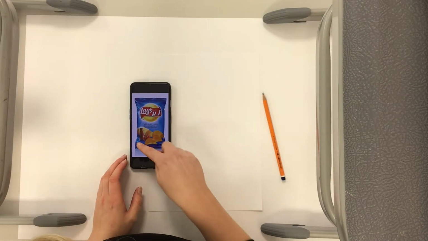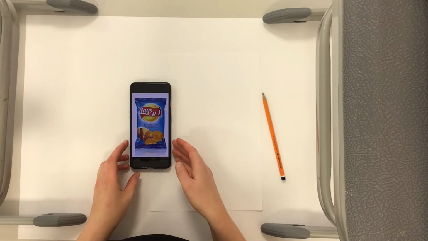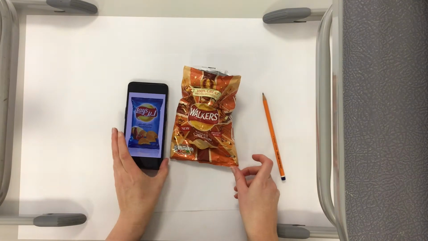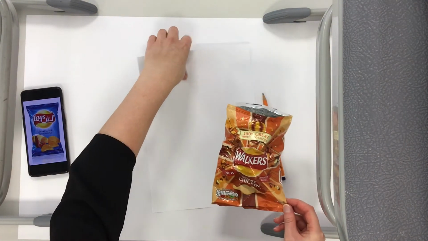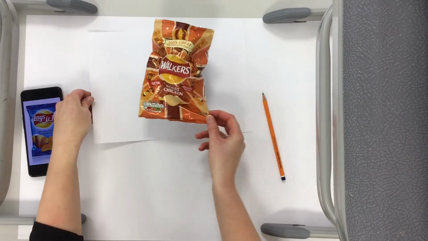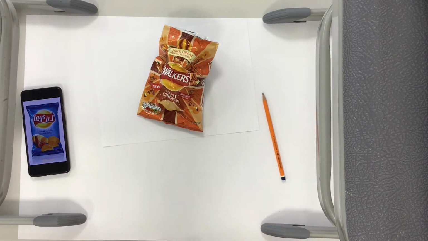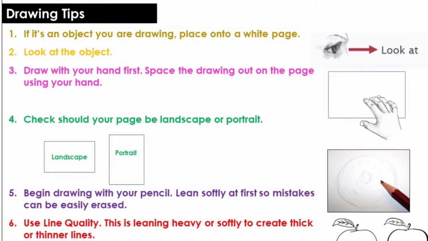I'm drawing an object on my phone. It's on a white background to make it easier for me to see. If I was going to draw from this chips packet, I'm going to take it and place it on a white piece of paper. This creates a white background so that it's much easier for me to see the object.